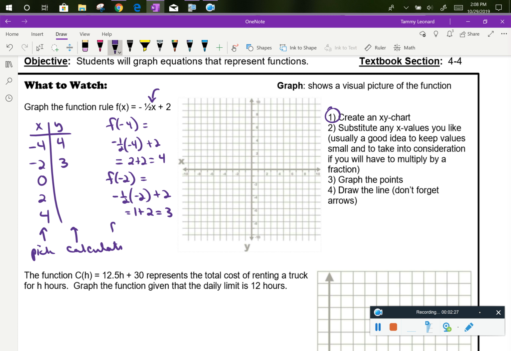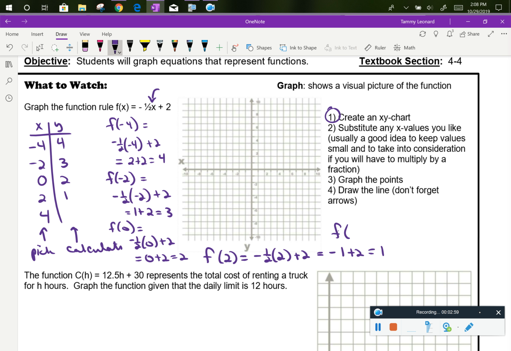Next, I'm going to try 0. So f of 0. So I have -1/2 of 0 plus 2. Well, no matter what I multiply by 0, I'm just going to get 0. So when I add 2, I'll get 2, and I can add 2 to the table. Next, I have f of 2. So -1/2 times 2 plus 2. Well, this time I have a negative times a positive, so I know I'm going to get a negative number. 1/2 of 2 is still 1, and -1 plus 2 is 1.